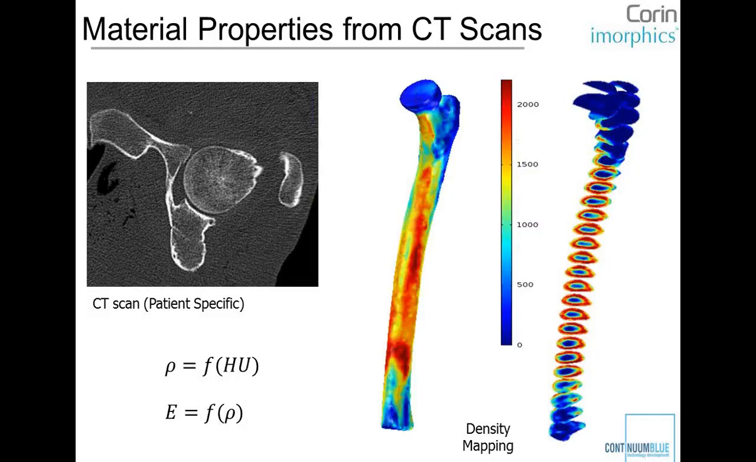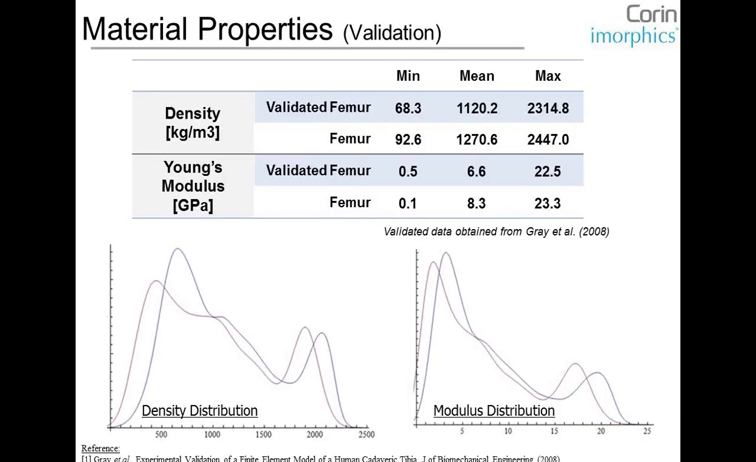Obviously, one of the things we have to do with these material properties is validate the materials. This includes, we took a validated femur model in publication, and we mapped our patient-specific data onto their density and Young's modulus distribution to ensure that we had a good representation of the material properties inside the femur or leg and pelvic region. Just bear in mind, we're never going to get the exact same density distribution or Young's modulus distribution, as our model is a patient-specific model and the validated femur was a different patient.